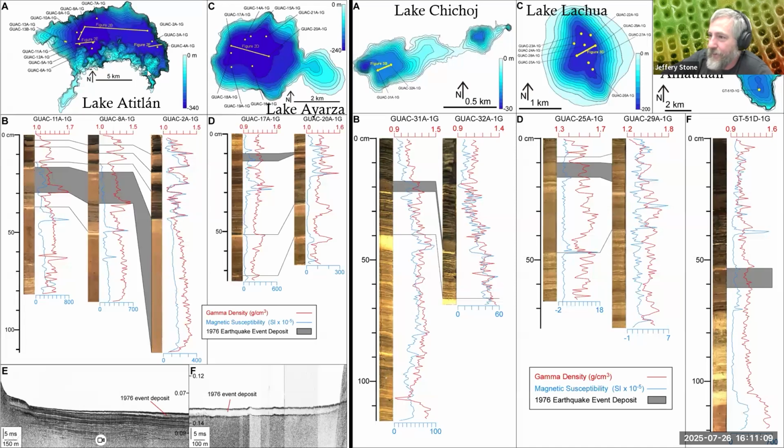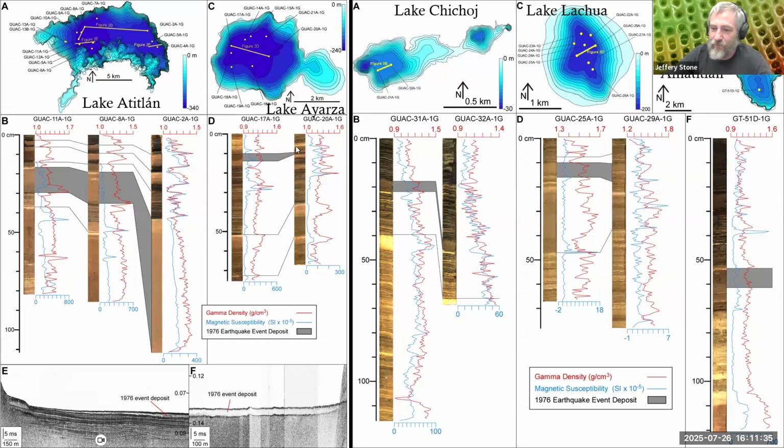And this is Atitlan, this is Lake Ayarza, this is Chicho, this is Lechua, and this is Ematitlan. And in each of these, basically, they were able to find these thick deposits. They dated these cores to the 1976 earthquake during those intervals. So we know that that basically is associated with it. In some cases, they're massive deposits. In some cases, they're just little tiny pieces of it.